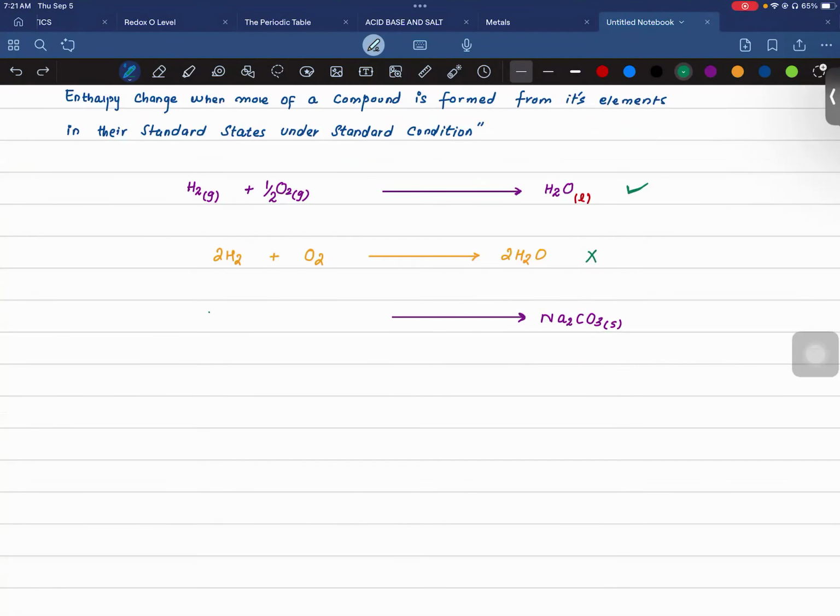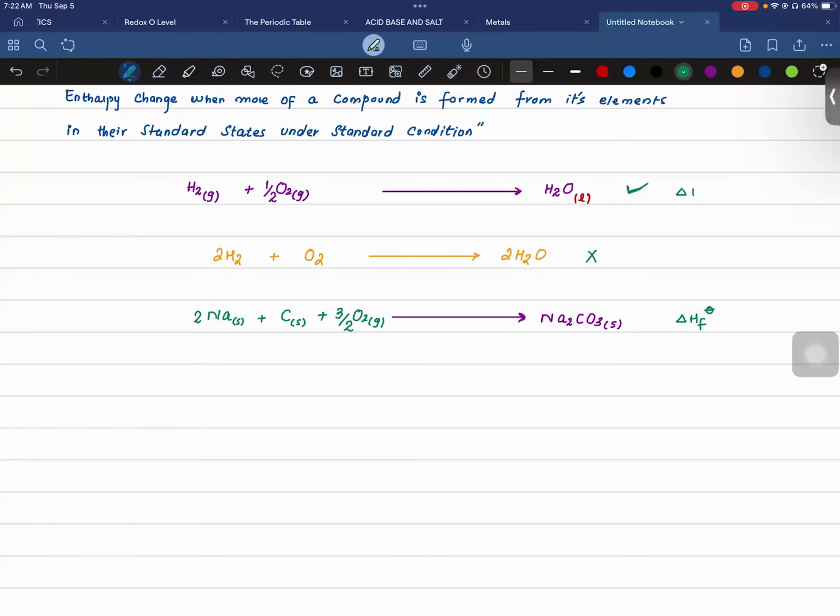So this is sodium. I need to have sodium solid, since the standard state for sodium is solid. I need 2 sodium. Then carbon, whose standard state is solid. I need 1 carbon. The standard state for oxygen is O2 in the form of gas. How many oxygens do I need? So you will say, sir, 3 oxygens. I would be writing 3 over 2 O2.